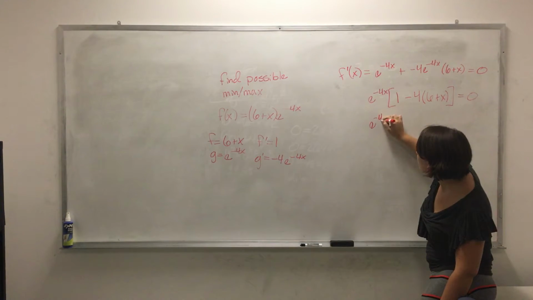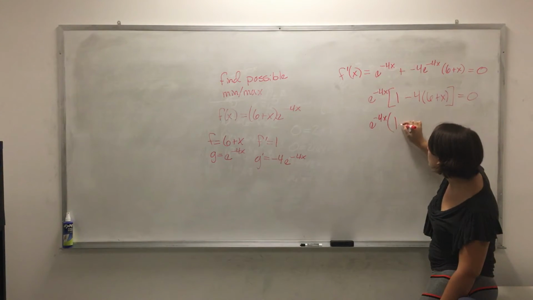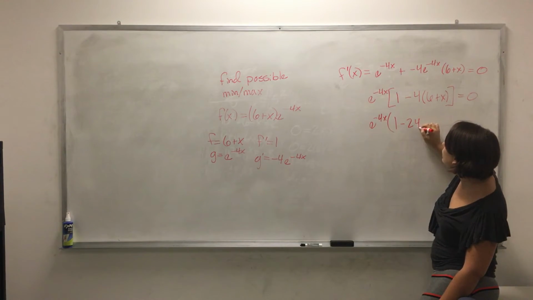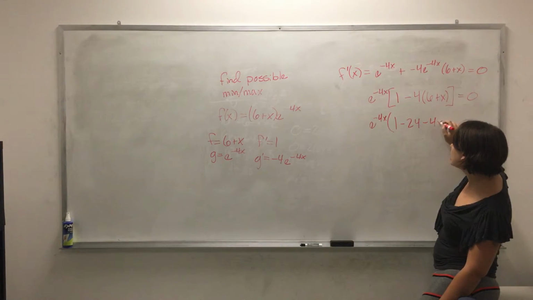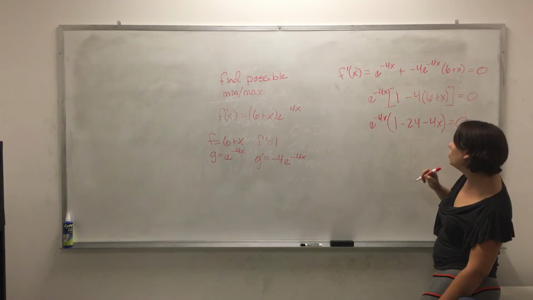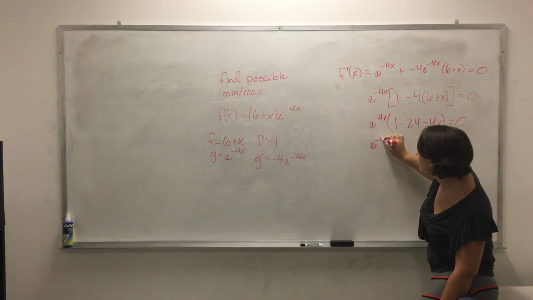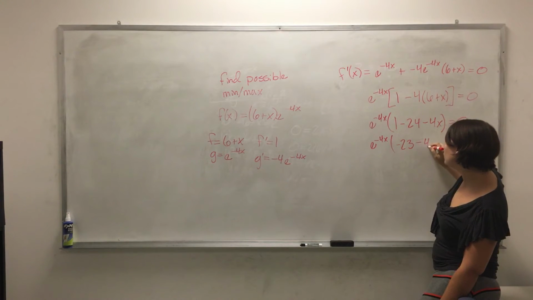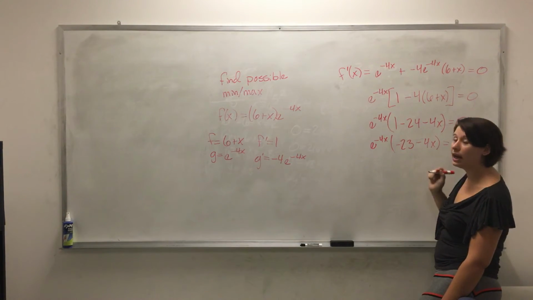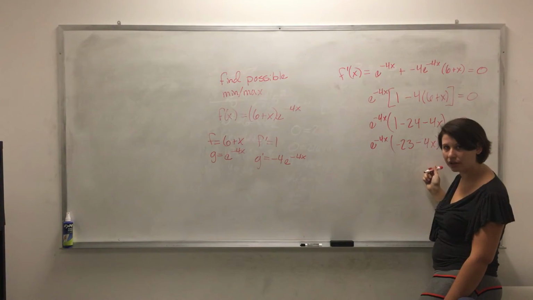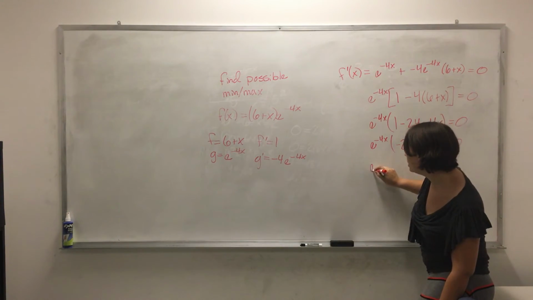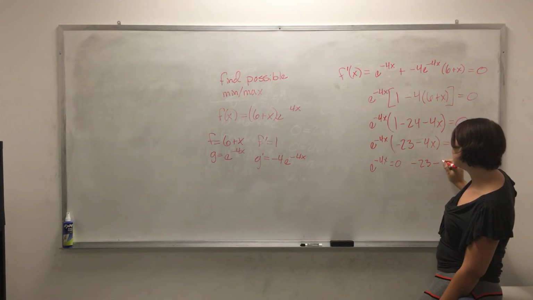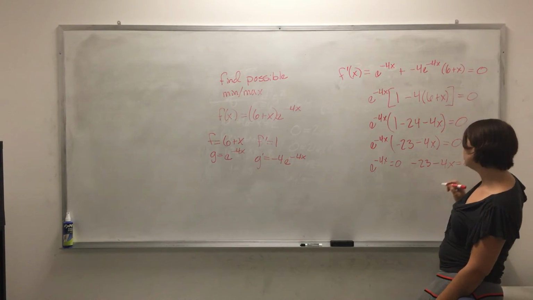So we have e to the negative 4x times 1, multiply the negative 4 through, so negative 4 times 6 is negative 24, negative 4 times x is minus 4x, is equal to 0. Simplify the inside again. E to the negative 4x times 1 minus 24 is negative 23, minus 4x is equal to 0. Now, two factors equal 0, each of them equals 0. So we have e to the negative 4x equals 0, and negative 23 minus 4x is equal to 0.